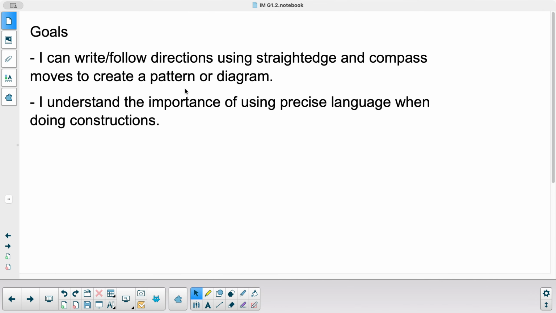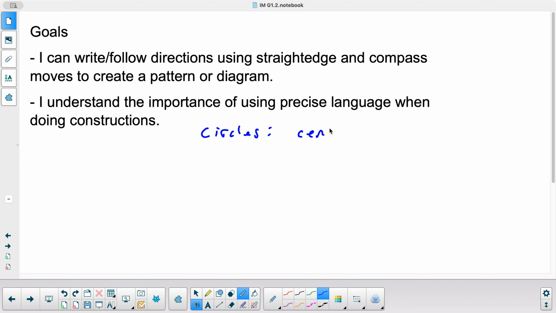All right, so back to our goals. Want to cycle back to them. I can write and follow directions using straightedge and compass moves to create a pattern or diagram. And I understand the importance of using precise language when doing constructions. I didn't really hit on this a lot, but you probably noticed that for circles, you need a center point and a radius length. Very important to be precise.